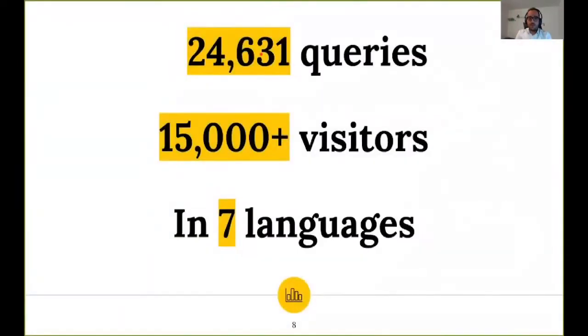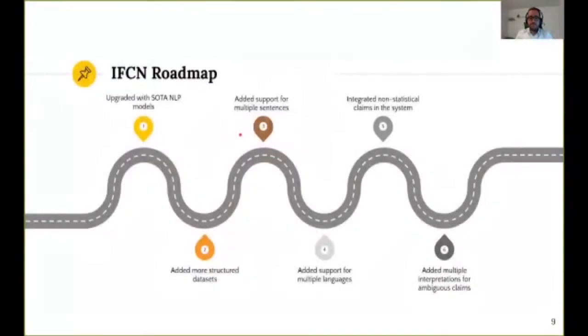So our system has been, since its deployment from March of last year, there have been more than 24,000 queries, more than 15,000 visitors, and we till now support 7 languages. And thanks to the IFCN grant, we have actually updated the system a lot.